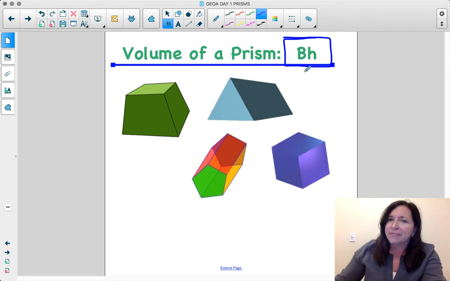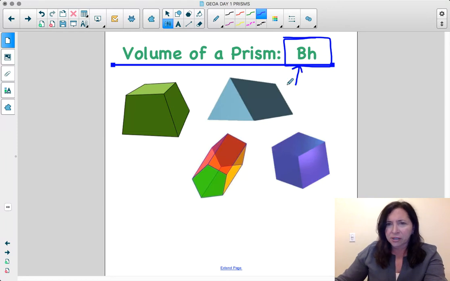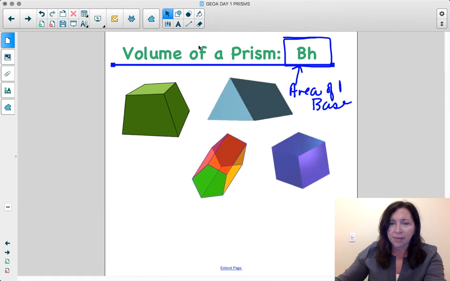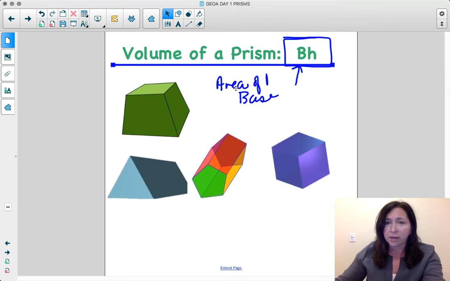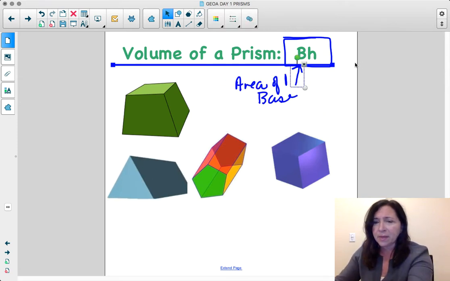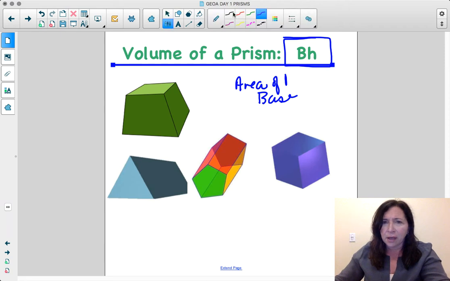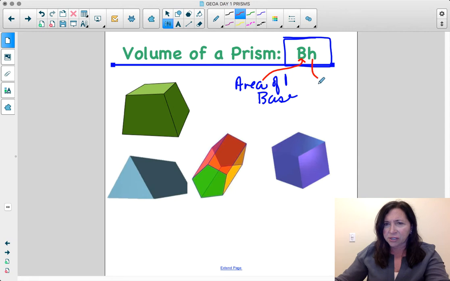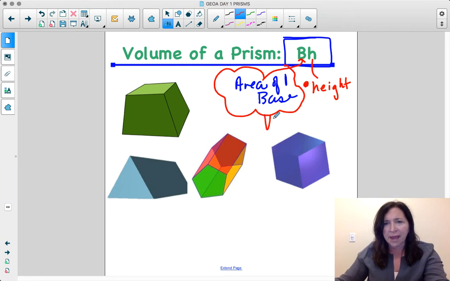It's BH. Capital BH. Capital B, write this down, stands for the area of one base. That's a capital B. Okay, that's what that means. So let me move this over here. So the capital B stands for the area of one base. So the area of one base is my capital B. The H stands for the height of my shape. So I'm going to find the area of one base times the height, and that's the volume.